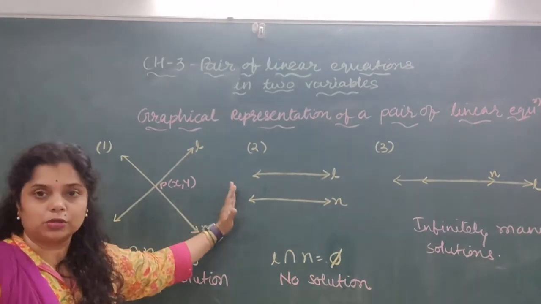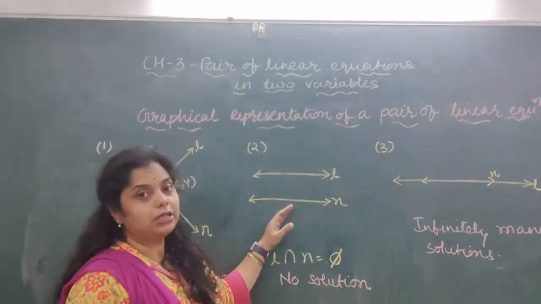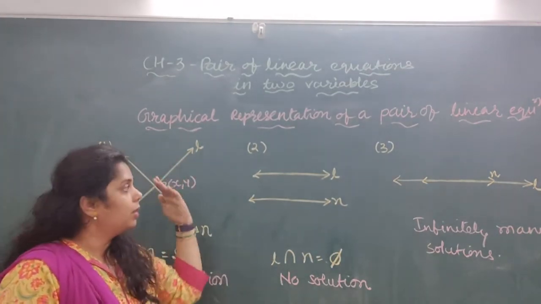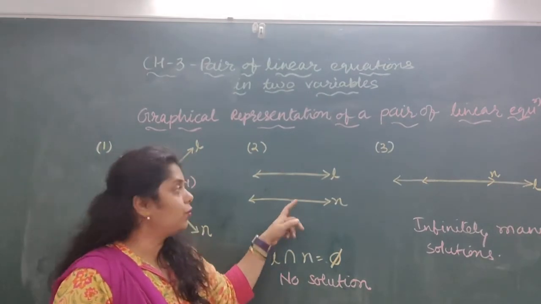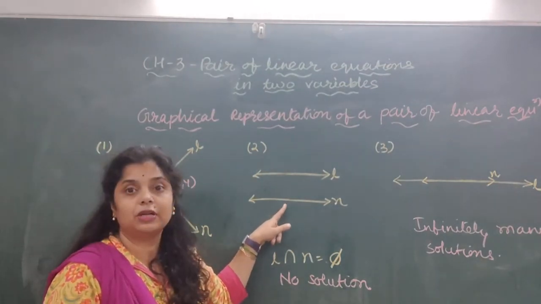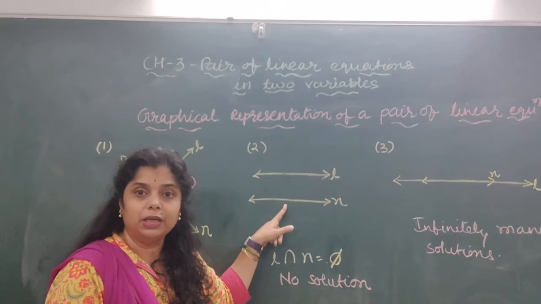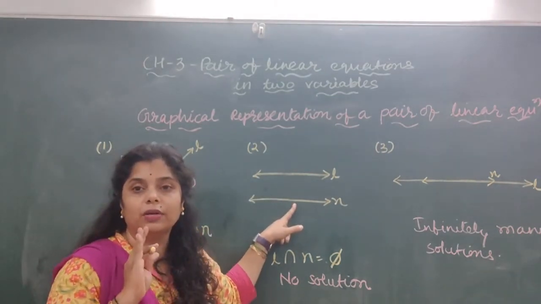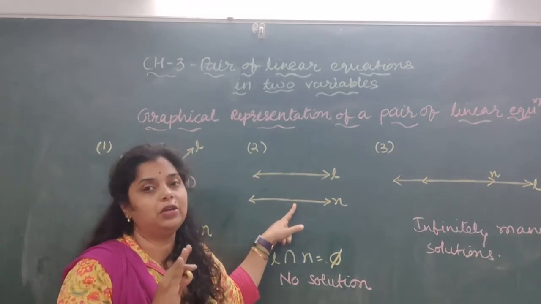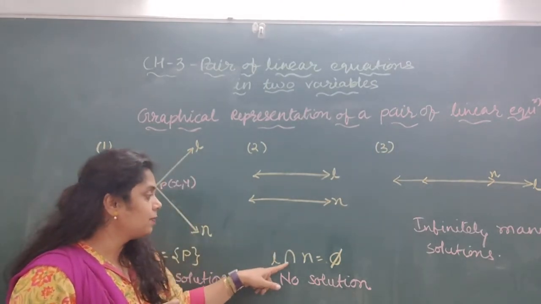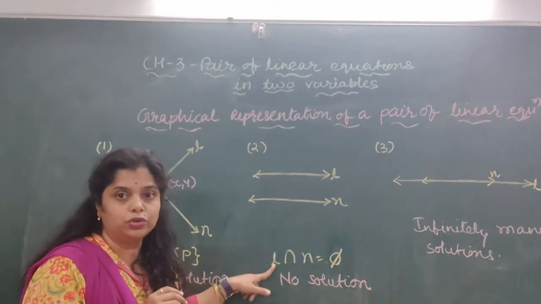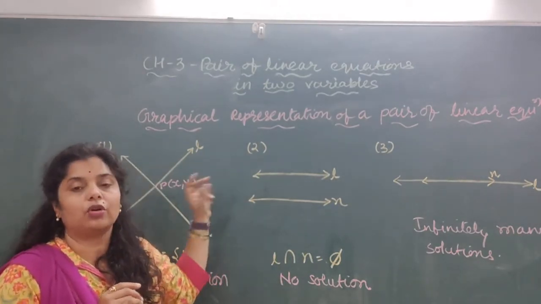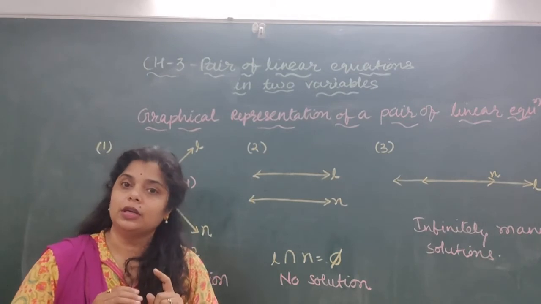Okay, now the second possibility. The second possibility is that they are not intersecting, maybe showing this type of graphical representation. What does it mean? It means lines l and n do not have any common points. It means there is no solution for this type of graphical representation of a pair of linear equations.